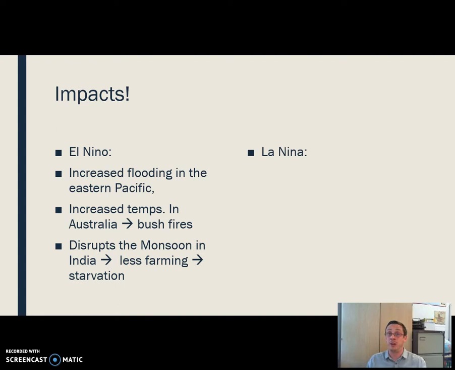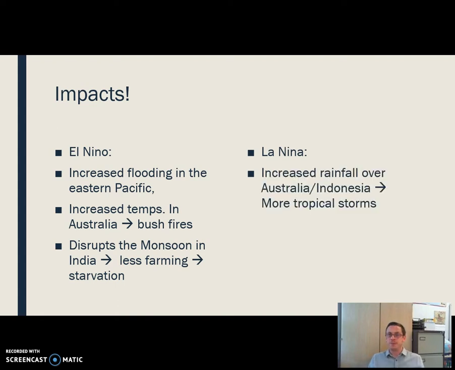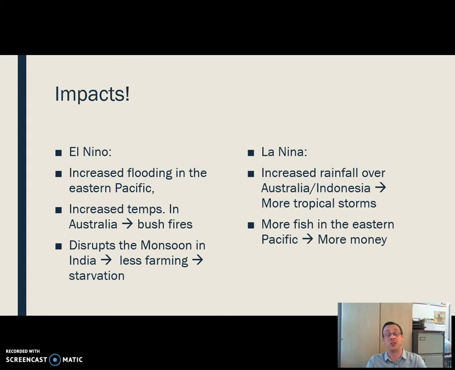What about La Nina? Some of the impacts it has. We see increased rainfall over Australia and Indonesia because that rain has been pushed the other way. And yes, it does mean that Australia would see fewer bushfires, which is a good thing, but it also means they've got more of a chance of seeing more tropical storms, which is obviously a negative. We do see more fish in the eastern Pacific, which increases the amount of money that can be made by fishing-based communities. And I flicked onto a black screen.